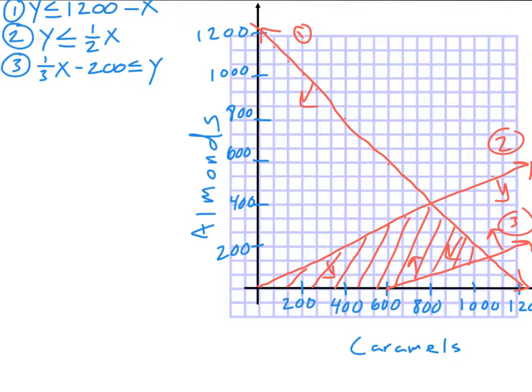Take the first one, for example, that we can only produce 1,200 boxes of chocolate each month. With those points, I don't have to worry about it. I know they work. They meet all the constraints.